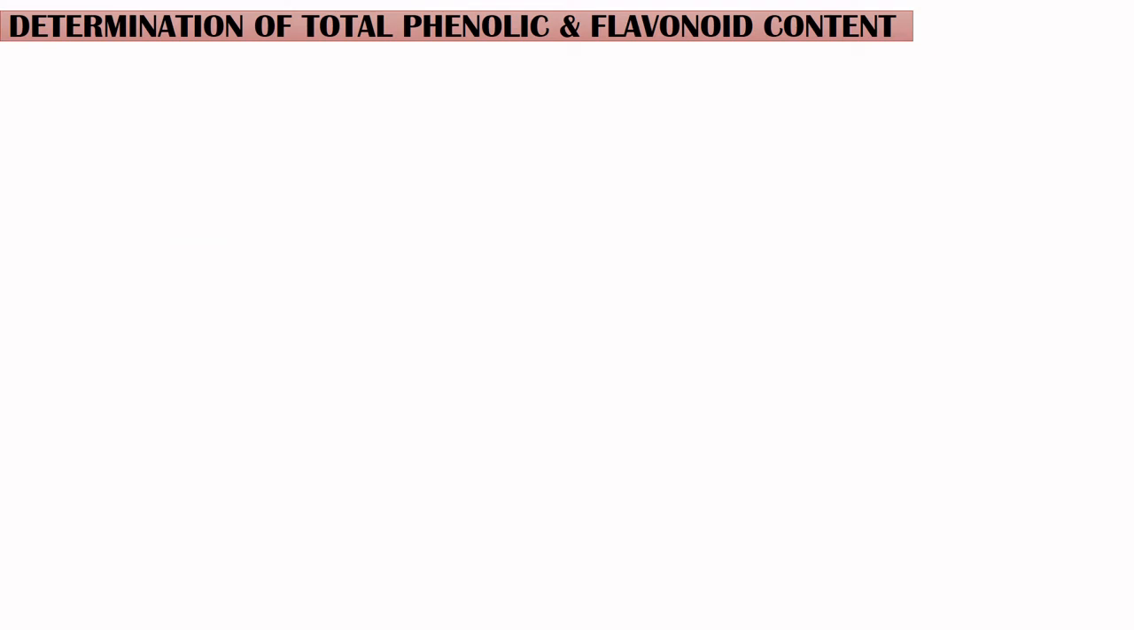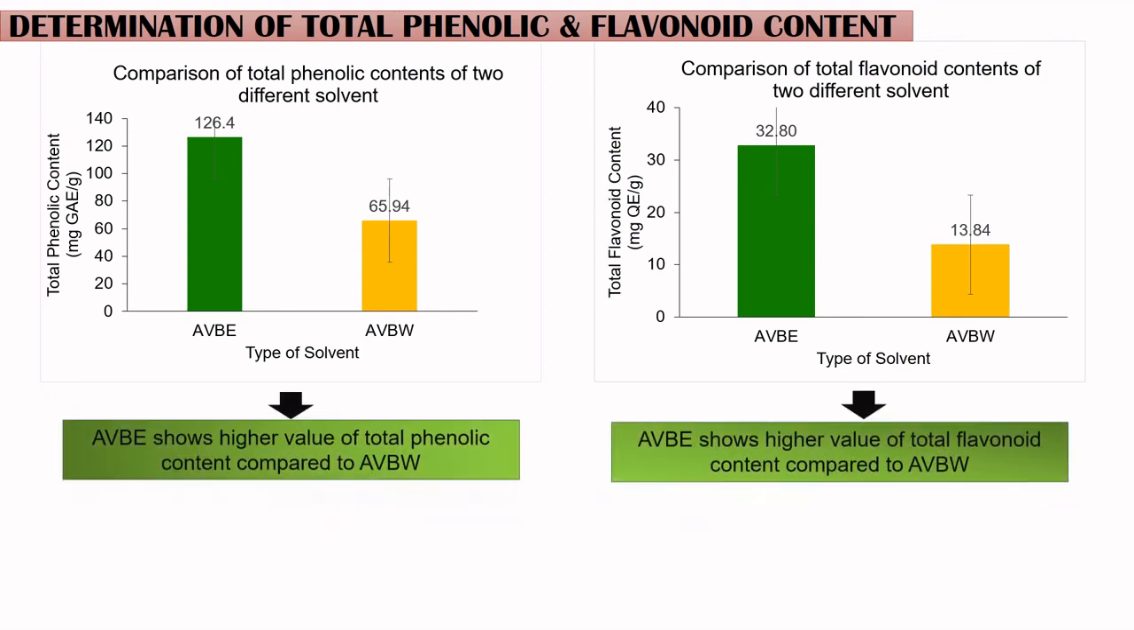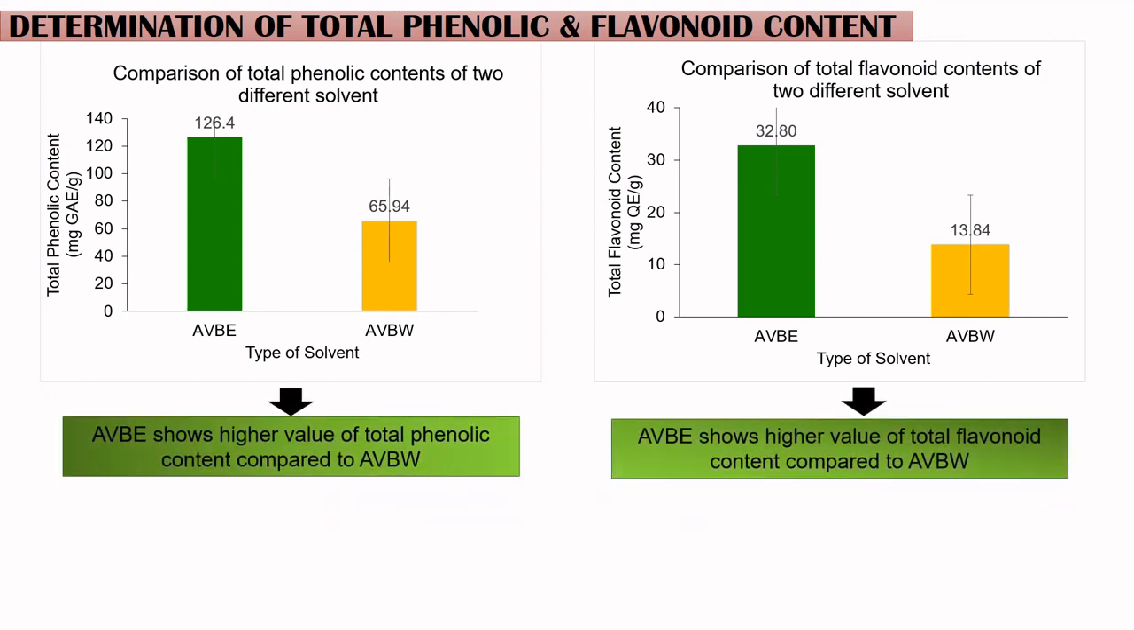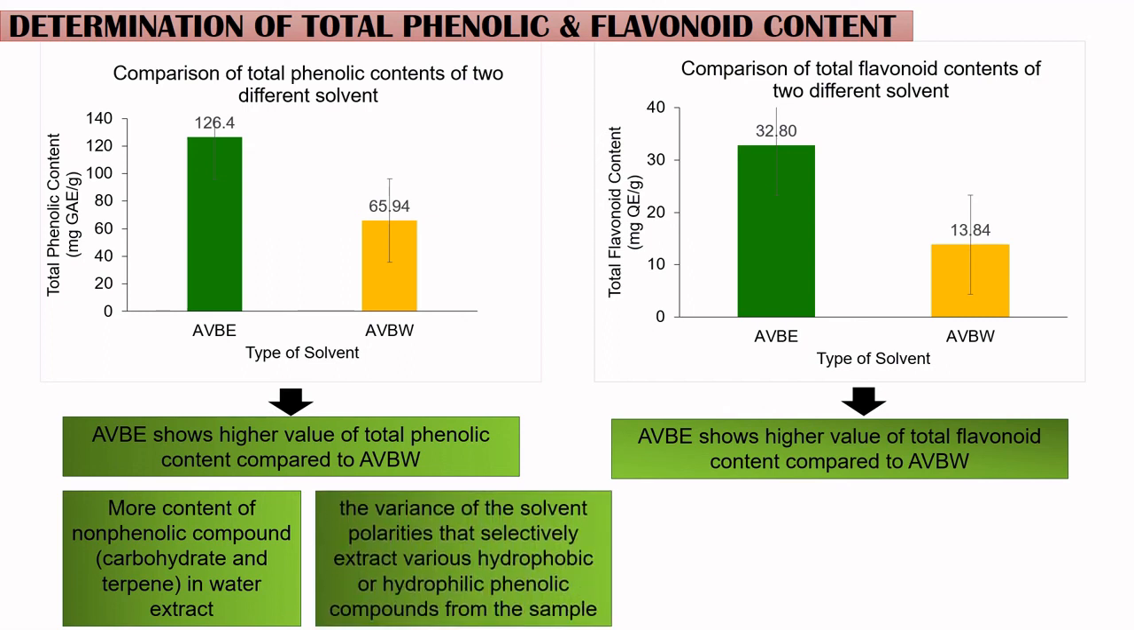These two charts show the comparison between the total phenolic and the total flavonoid contents of the two different solvents. From this chart, it is clearly seen that AVBE shows the higher result compared to AVBW. This is due to the content of more non-phenolic compounds such as carbohydrate and terpene in water extract than in ethanolic extract. The difference can be explained by the variance of the solvent's polarity that selectively extracts the various hydrophobic or hydrophilic phenolic compounds from the sample.